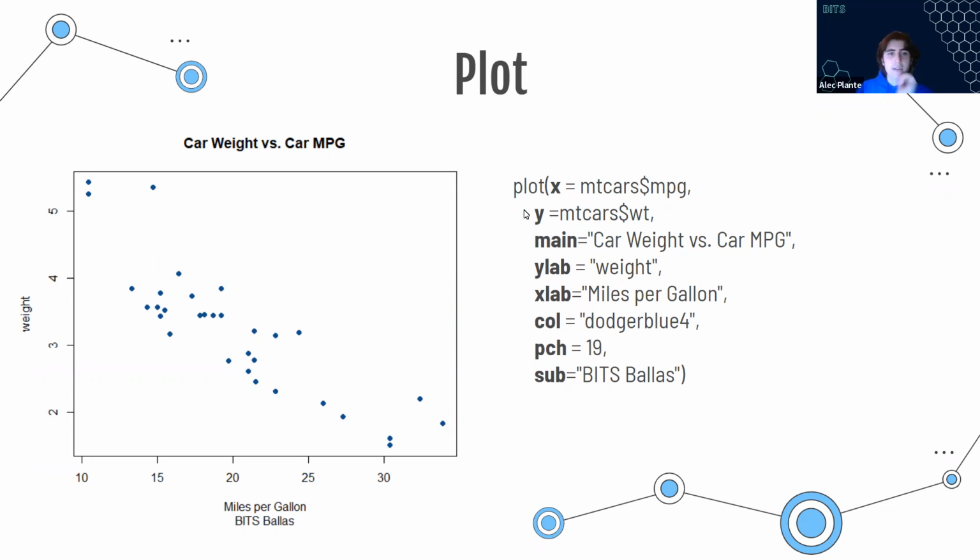If you remember from one of the first slides I showed you, there's the function and there's the arguments. So the function here is plot and the arguments are X, Y, main, Y lab, X lab. I'm just going to go through these real quick. X is basically the X axis, Y is the Y axis, so the data that's on there. Main is the title. X lab and Y lab are the labels of the X and Y axes. COL is color, PCH is the shape of the dots, and sub is for the subtitle.